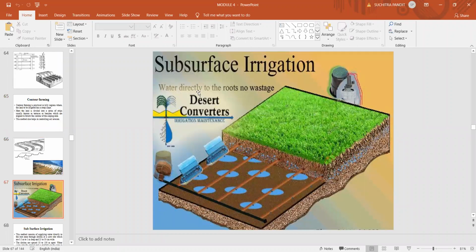Here the water is directly supplied to the root zone of the crop without any wastage, especially in deserts. In deserts, they use this method of irrigation.